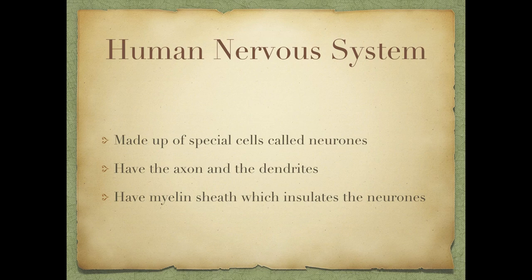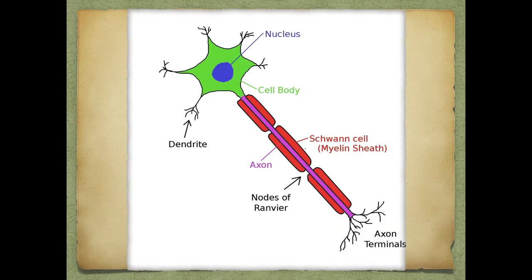Now, I'm going to talk firstly about the human nervous system. It is made up of special cells called neurons. The neurons have the axon and the dendrites. They have myelin sheaths, which insulate the neurons. Here is a diagram of a human motor neuron, and you can see that it's just like any other cell. It has a nucleus, a cell membrane, and a cell body, but it is specialized to do its job.